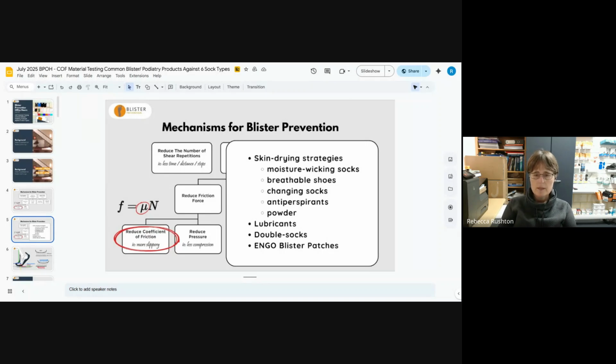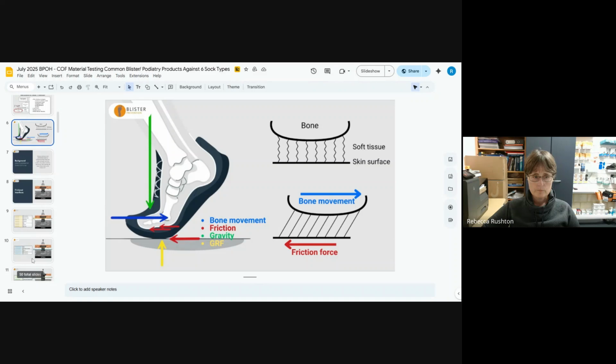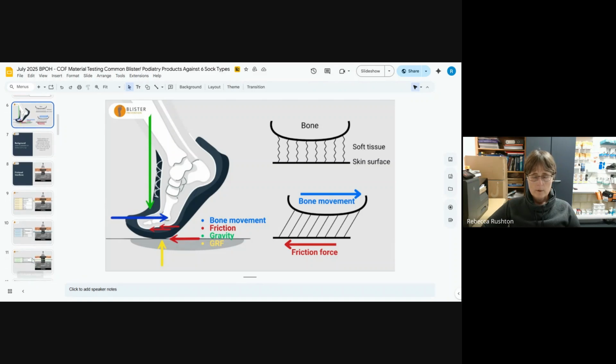Double socks, the aim here is that the sock interface is slipperier than either the sock-shoe or the sock-skin interface. And ego blister patches work exclusively for a lower coefficient of friction, so they make it slippery between the sock and shoe. When we are trying to make things slippery, it has a blister prevention effect. But generally, making things slippery is not the aim.